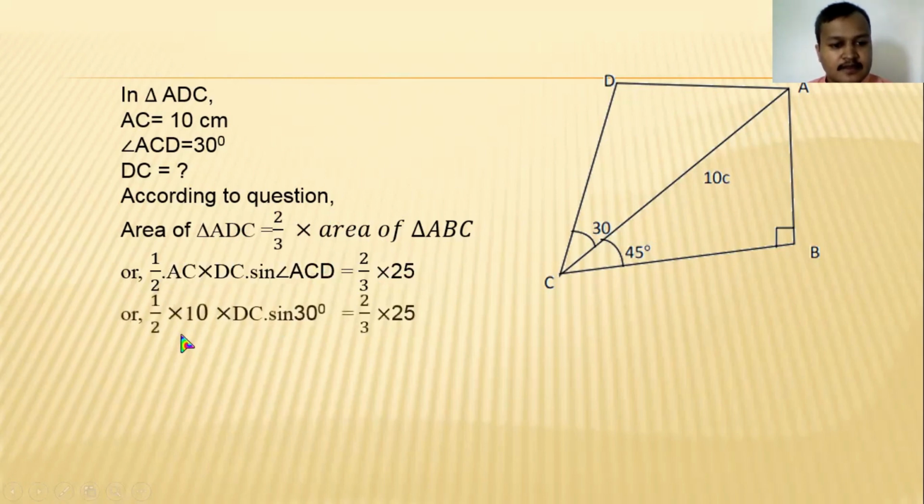So 1/2 AC means 10, DC as it is, sine ACD 30 degree, equals 2/3 into 25. Now 2 5s are 10, so it is 5 into DC into sine 30, which is 1/2, equal to 2/3 into 25. Now leave only DC here and take the other terms to the right side because we need the value of DC. If we take this 5 and 2 to the other side, it will be 2/5 here. We have to take the reciprocal while dividing the fraction: the term which is in the denominator goes to the numerator while transposing to the other side, and the term which is in multiplication has to be divided on the other side.